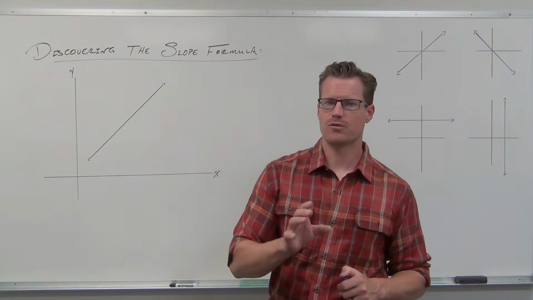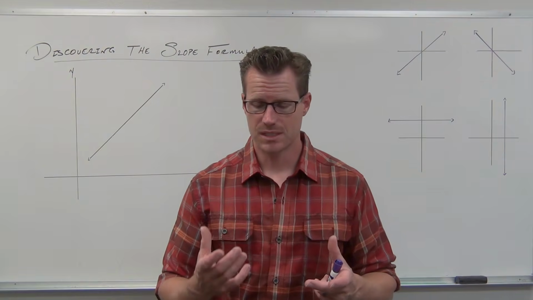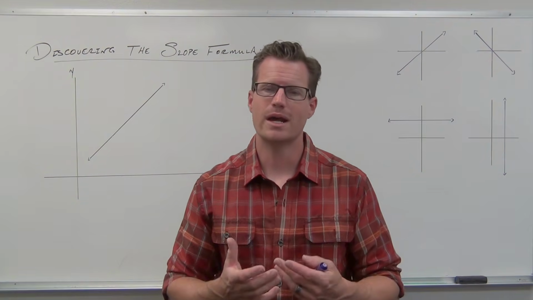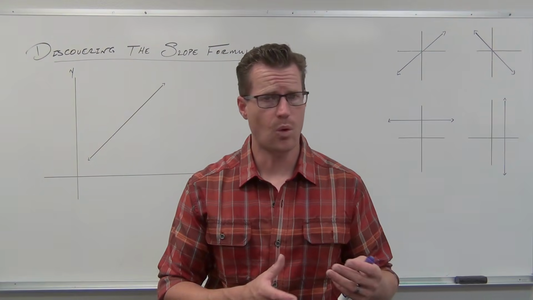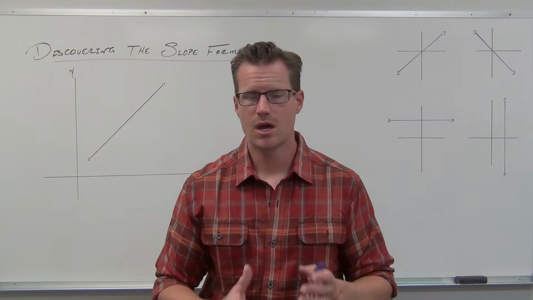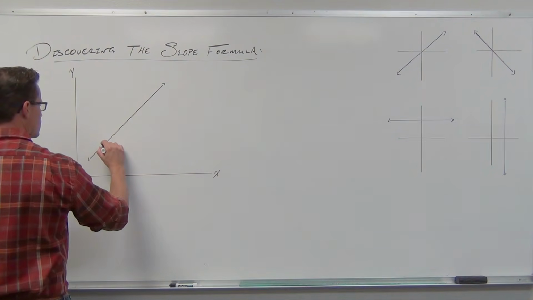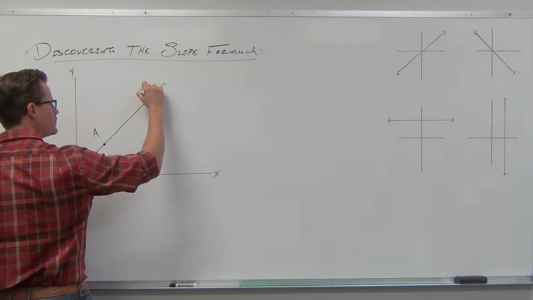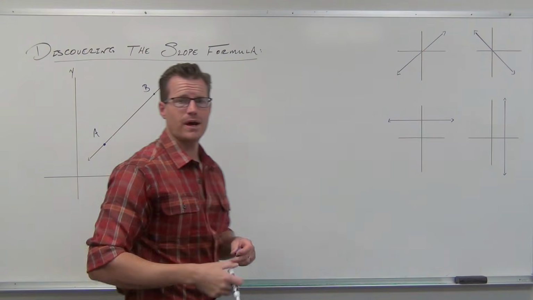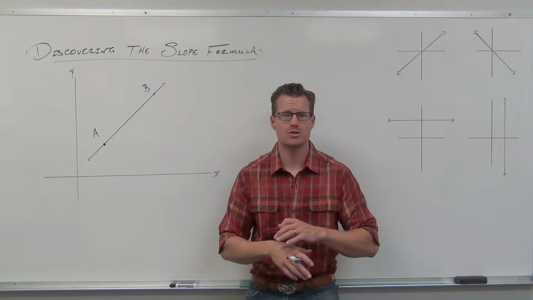Now as we move forward, please don't miss this. I'm not picking specific points here, because if I pick specific points and try to find a formula for that, what's going to happen is that formula is only going to work with those specific points. So I'm going to pick 2 random points, let's call them A and B. And we're going to be finding the slope between A and B. The slope between A and B is going to be a slope between any 2 points.